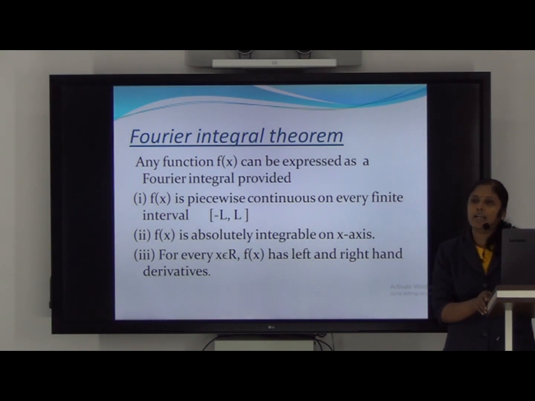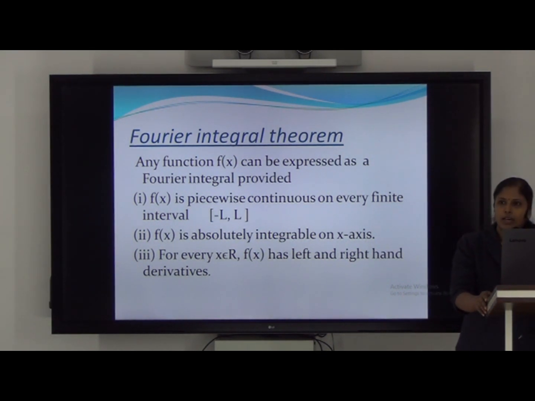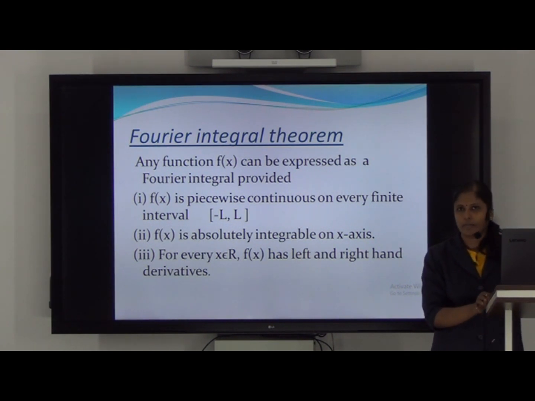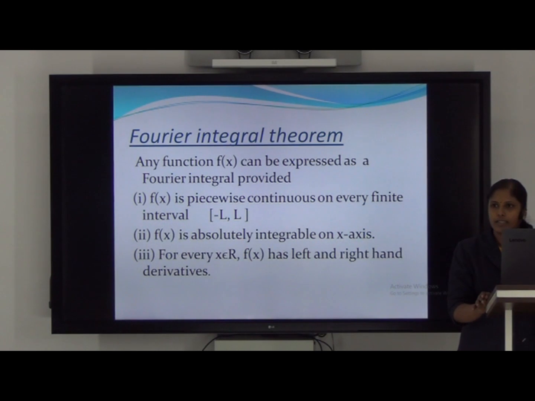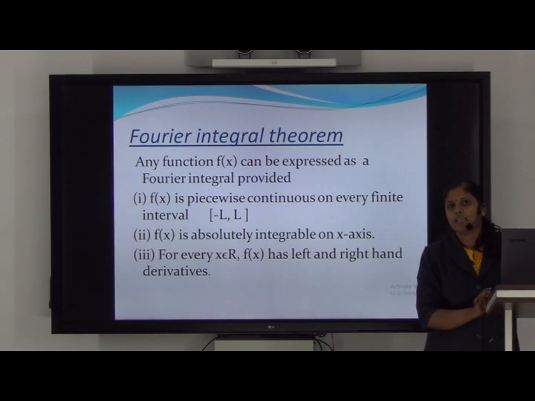Next is Fourier integral theorem. A function f of x can be expressed in an integral called Fourier integral if f of x satisfies the following three conditions. The first one is f of x is piecewise continuous on every finite interval minus L to plus L. The second condition is f of x is absolutely integrable on the x-axis. And the last condition is f of x has left hand derivative and right hand derivative at every point on the real line.